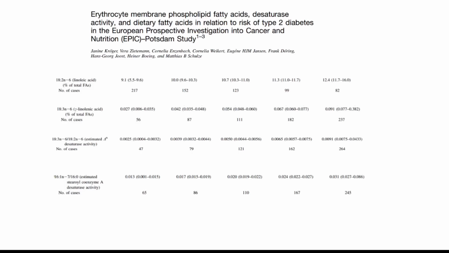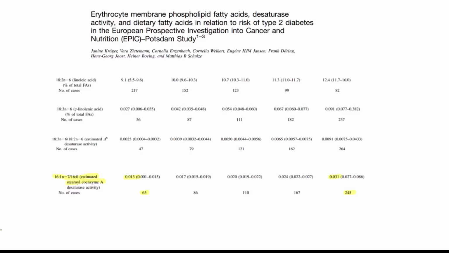And so here I've just added to our list one more. This is the SCD16. You can see 16:1 over 16:0. That can also be, of course, found on your Omega Quant test. And people with the lowest of this reading only had 65 of them develop diabetes, whereas if you were high on this reading, 245 people developed diabetes.